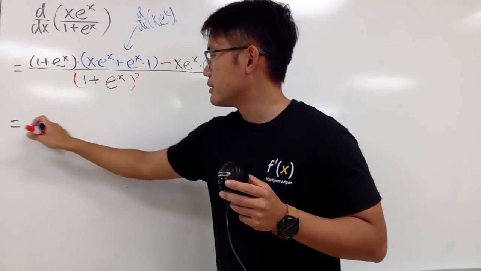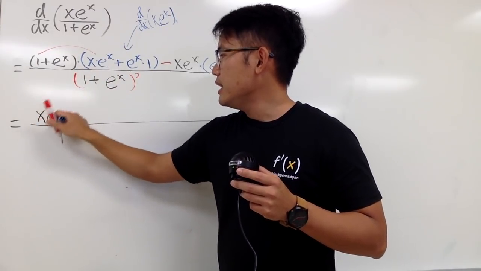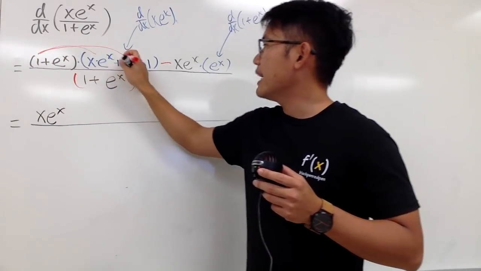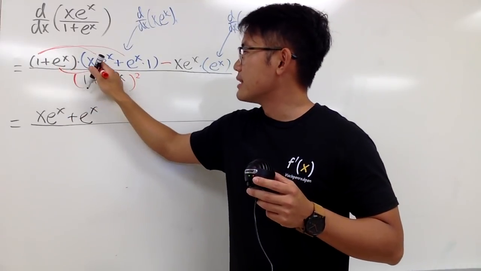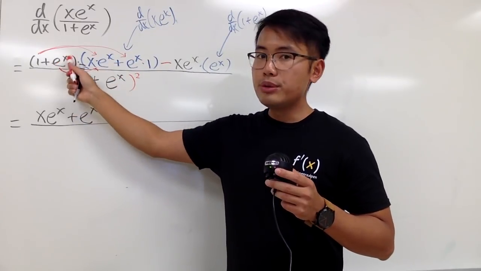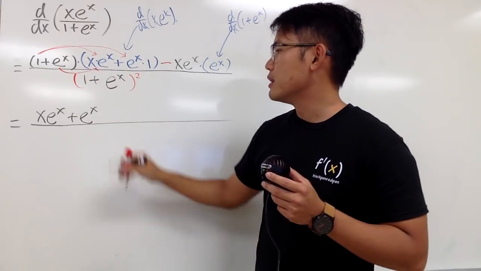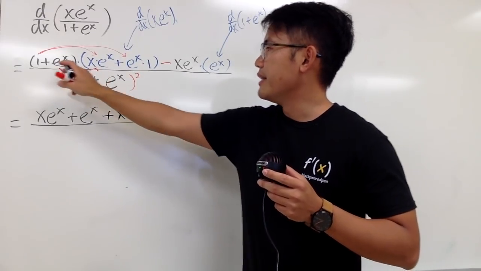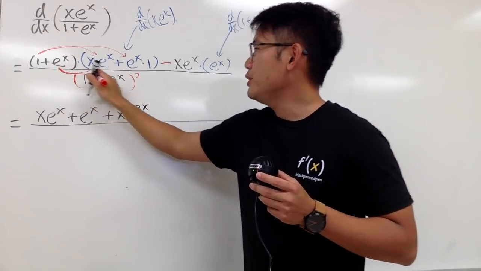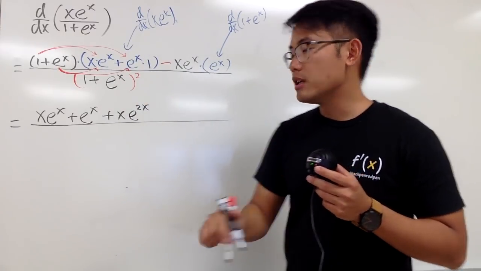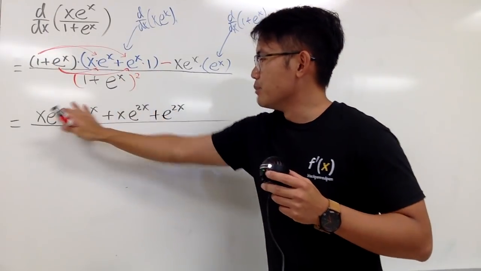Let's take a look. On the top, I will do 1 times this, which is just that, namely x e to the x. And then I will do 1 times that, which is just that, plus e to the x. And then I will do e to the x times that. And you see, e to the x times e to the x, you add the exponents, x plus x is 2x. And then we still have this x. So this times this is x e to the 2x. And lastly, for this part, you take e to the x times e to the x, and once again you add the exponents, so you get plus e to the 2x. So that's for this multiplication right here.